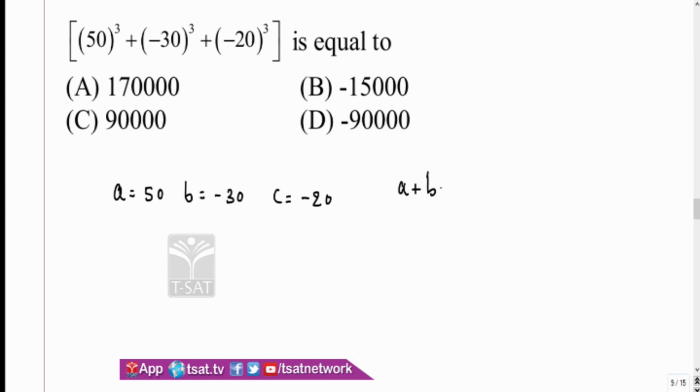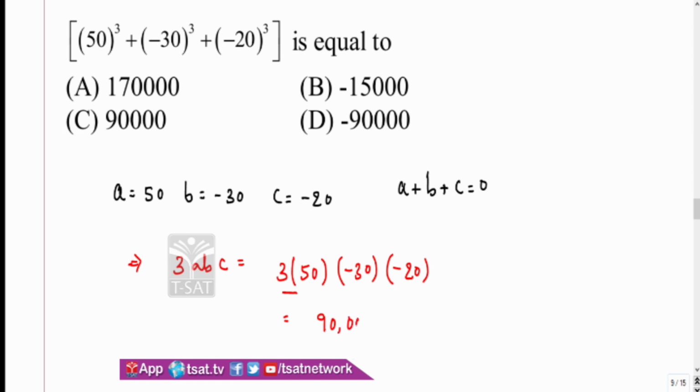If A plus B plus C is equal to 0, we know A cube plus B cube plus C cube is going to be 3ABC. So 3 into 50 into minus 30 into minus 20. Forget about the number of zeros. You have three zeros here. Forget about the 3 zeros: 15, 6 and 90 here. Then after that you put the 3 zeros. So the answer is 90,000.